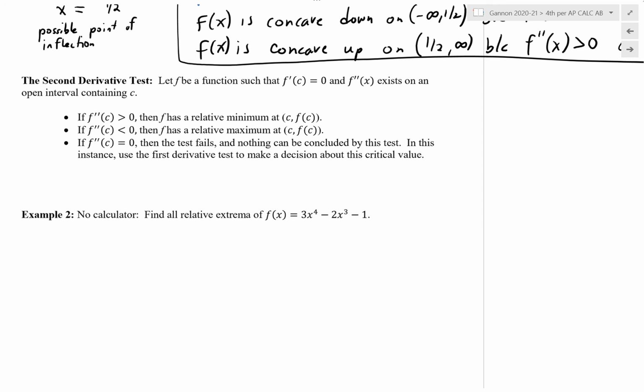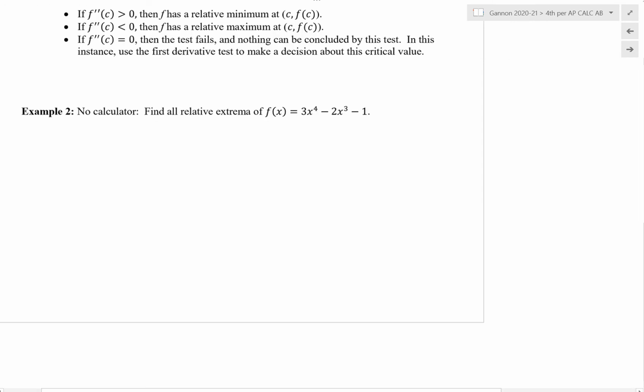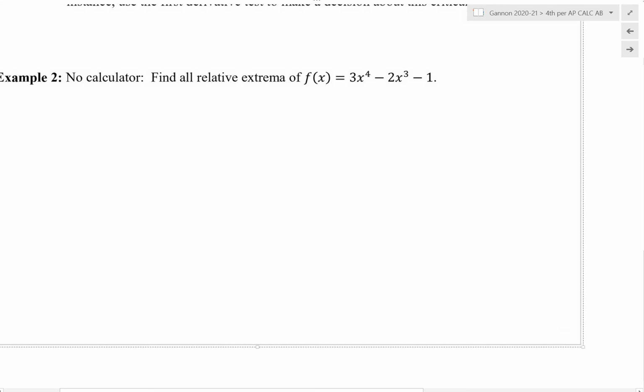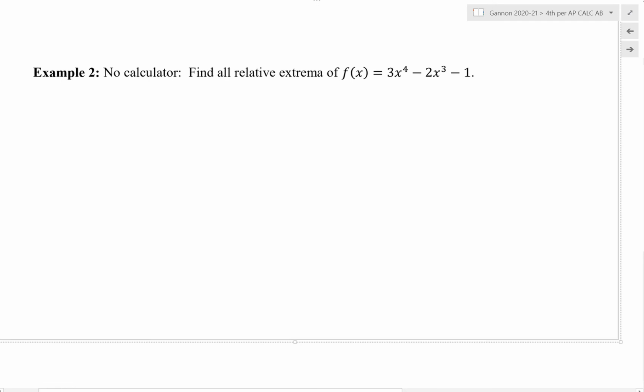In that instance, you're going to want to use the first derivative to make a decision about the critical value. So let's see how that can apply to this example. So we have a function, all right? And again, we're talking about critical values, but also what is the value of the derivative at that critical value.